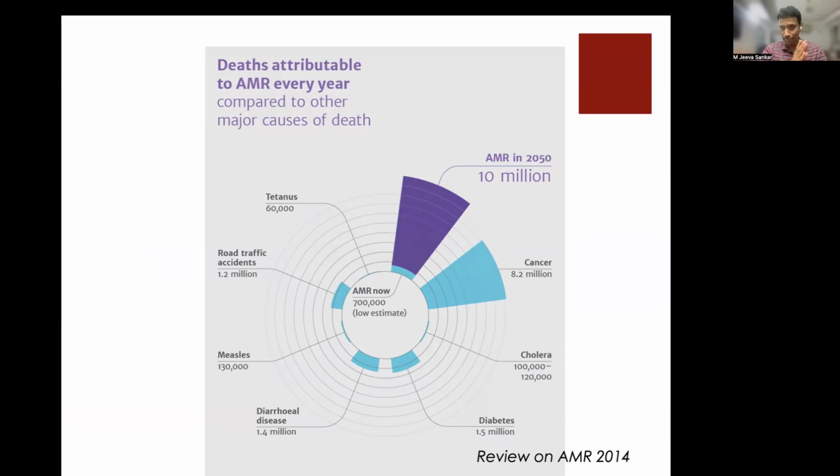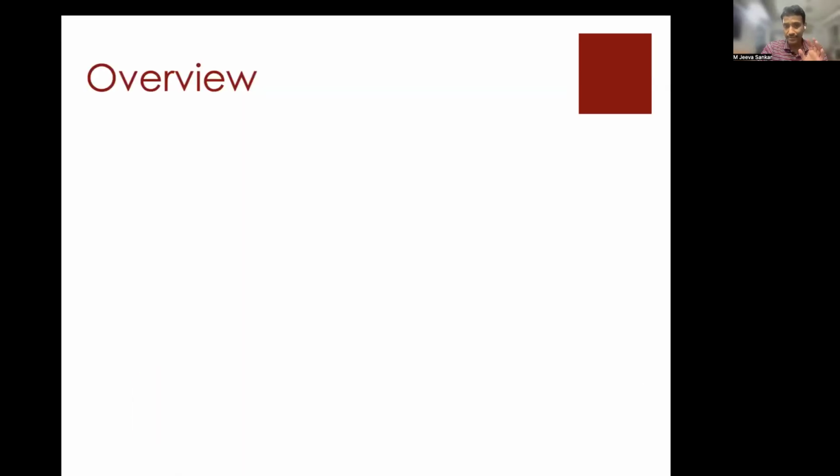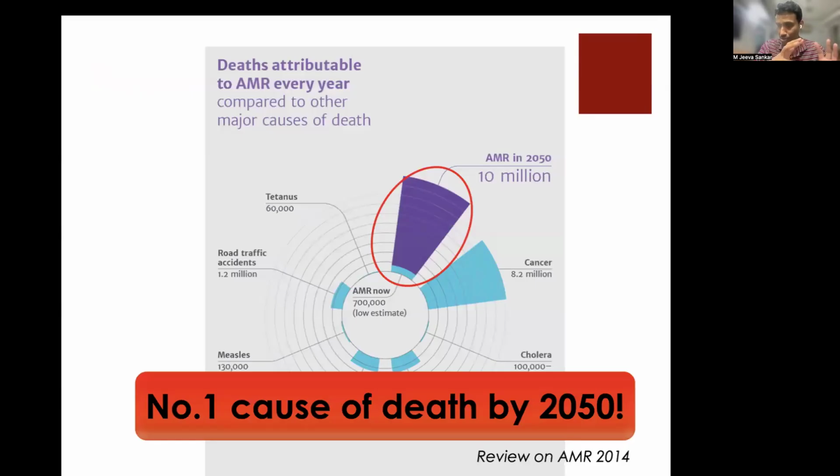By that time, deaths due to antimicrobial resistance will surpass deaths due to cancer, due to diabetes, due to diarrheal illness, and so on and so forth. And that's going to be the number one cause by 2050 if we don't do anything now. That's the magnitude we're talking about. We are talking about deaths that could be attributed to resistance, in terms of millions of deaths, of course, across all age groups.